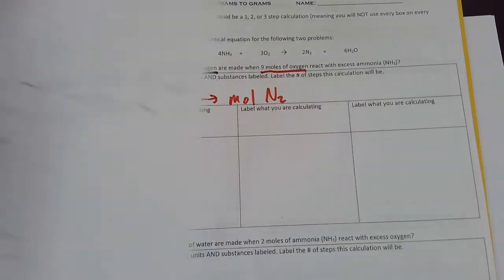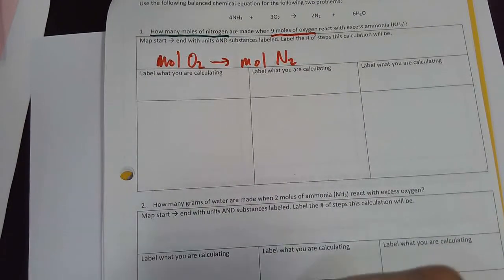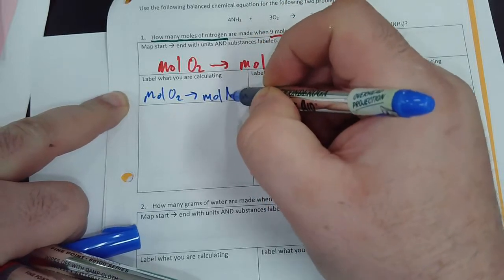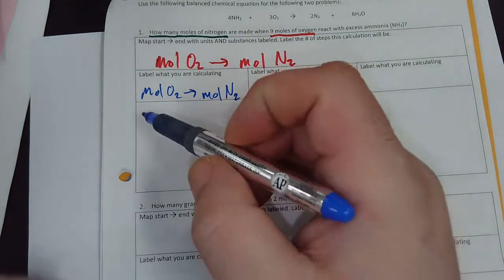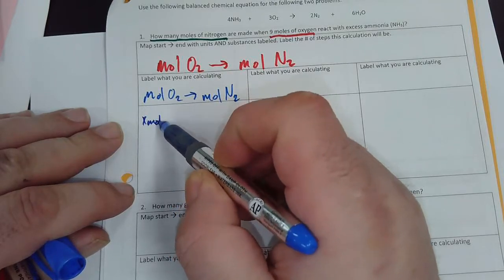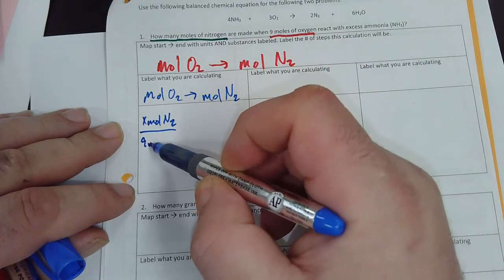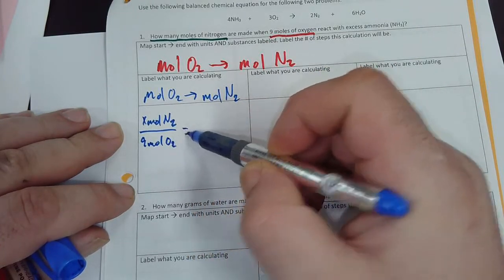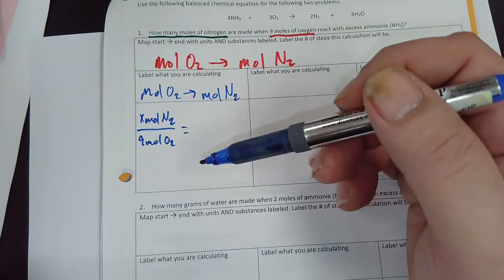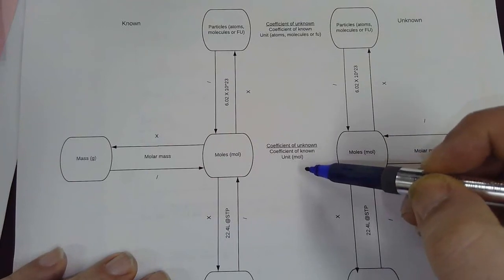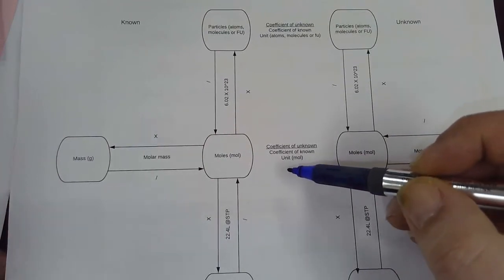Since this is one step, we're only calculating the mole of oxygen to the mole of nitrogen. So I'm starting with X mole of nitrogen over my 9 moles of oxygen. And this is equal to, at this point, since I'm going from moles to moles, I'm using the coefficients ratio right now. That's what it takes to go from the known to your unknown.